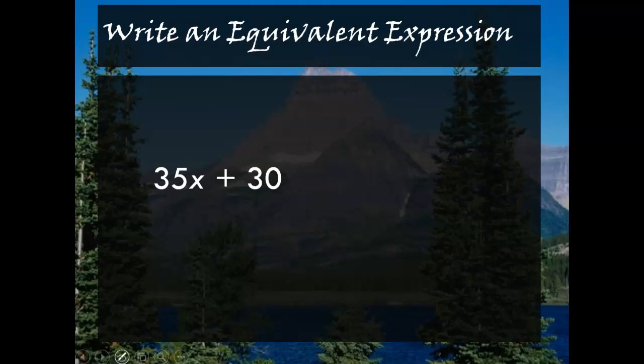In this example, both 35x and 30 have a common factor of 5. To write an equivalent expression, we will divide both 35x and 30 by 5. This is the number that will be on the outside of the parentheses since it was factored out of both terms. On the inside of the parentheses, we will write the results of the division.